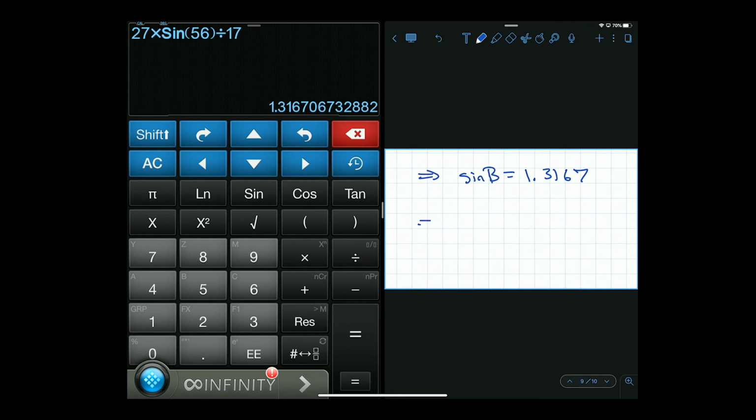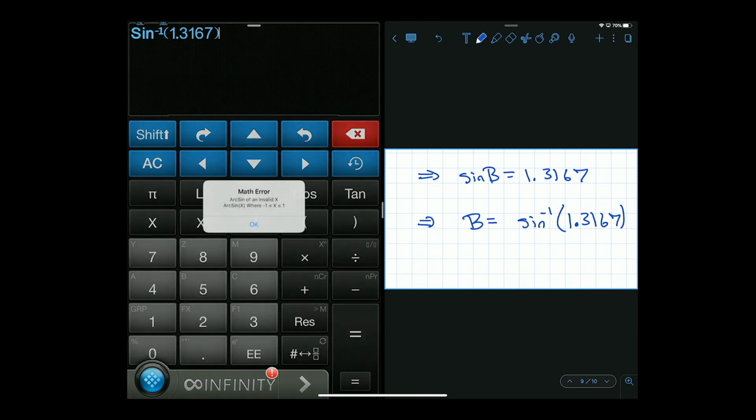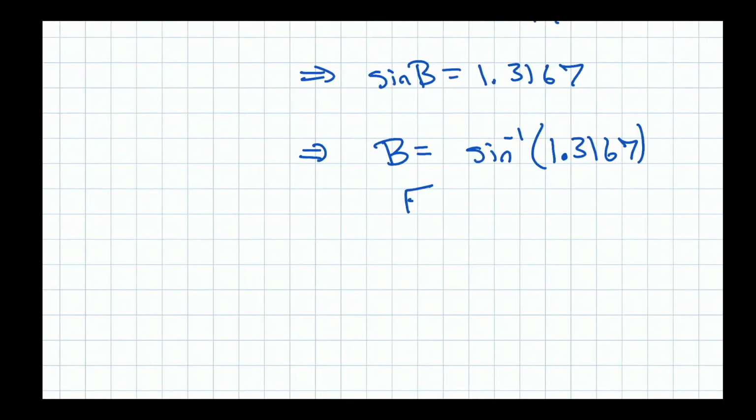Now you may see what the problem is already. If you don't, you're going to see it right now. If you're trying to solve for B, what did we do? We do B equals sine inverse of this answer. Right? So you go sine inverse 1.3167. Enter. Math error. It gives me an error. And that's going to happen on a pocket calculator too. You're going to get an error when you try to do that.